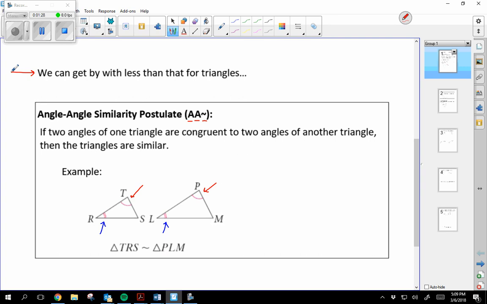You might notice that it's only abbreviated with two A's. You really don't need to know that the third angle pair is congruent, because if you know that the two pairs are, and you know that the sum of both triangles has to add up to 180 degrees, that forces the third angle pair to be congruent every time that the other two pairs are congruent. So angle-angle similarity. Again, it's abbreviated capital A, and then the similarity symbol.